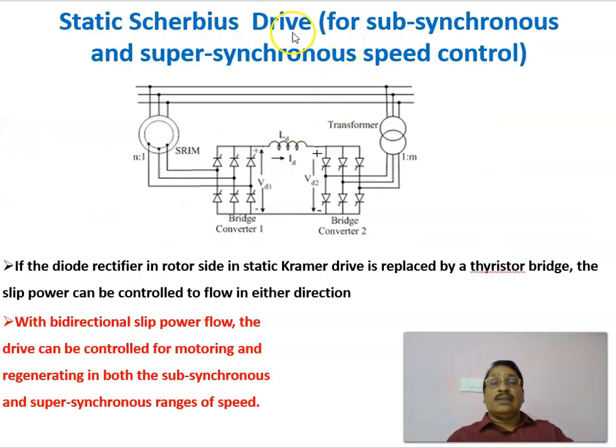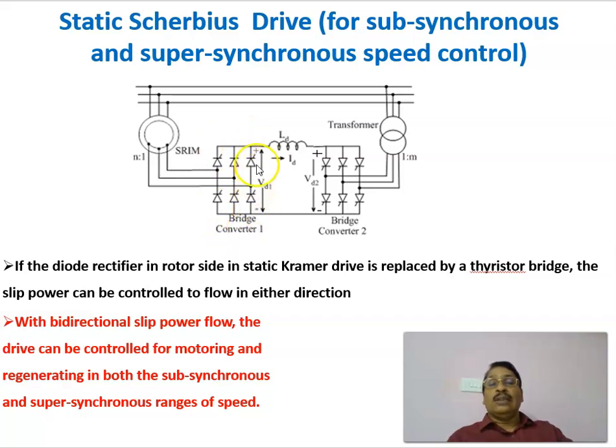The static Scherbius drive system can be used for controlling the speed of slip ring induction motor above and below the synchronous speed, that is for subsynchronous and supersynchronous speed control. There are two converters, or sometimes we call them bridges: bridge 1 and bridge 2, or converter 1 and converter 2. To the stator, 3-phase supply is applied, and from the rotor, the slip power is rectified using a 3-phase controlled rectifier.